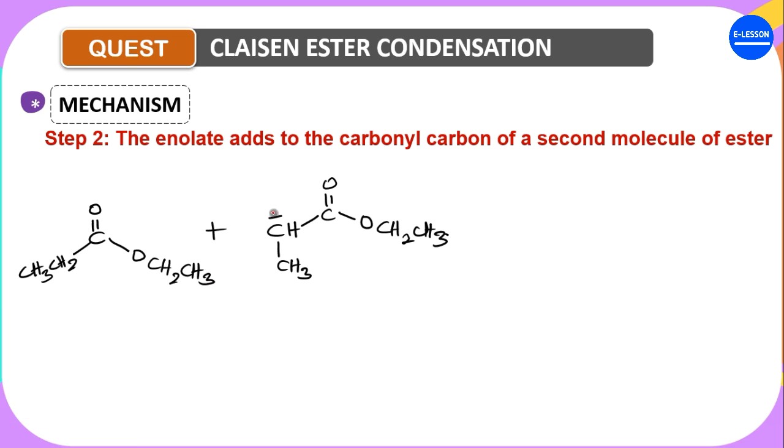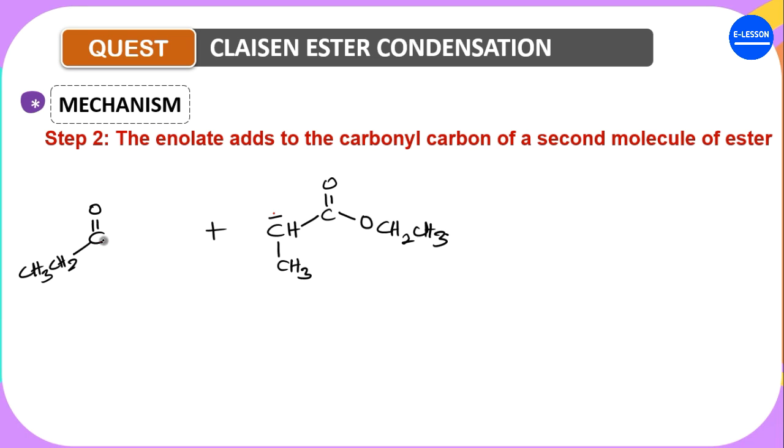This negative charge here will attack this bond here. But before this negative charge attacks this carbon, I told you that the orientation is in such a way that this one will be causing hindrance. So let's orient it in such a way that there wouldn't be any hindrance from that corner.